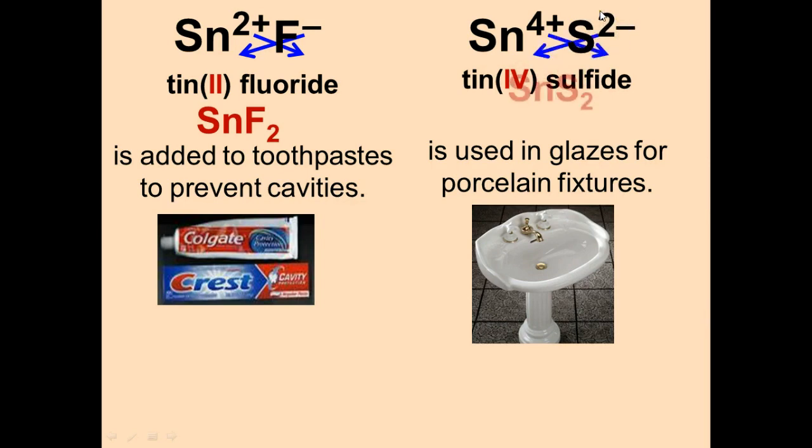And we just cross the charges, and because these both can be divided by 2, we simplify it. So 2 divided by 2 is 1, so when 1 crosses over, that's how we get this. And then 4 divided by 2 is 2, so it crosses over. And so we have 2 sulfur and 1 Sn, or tin.